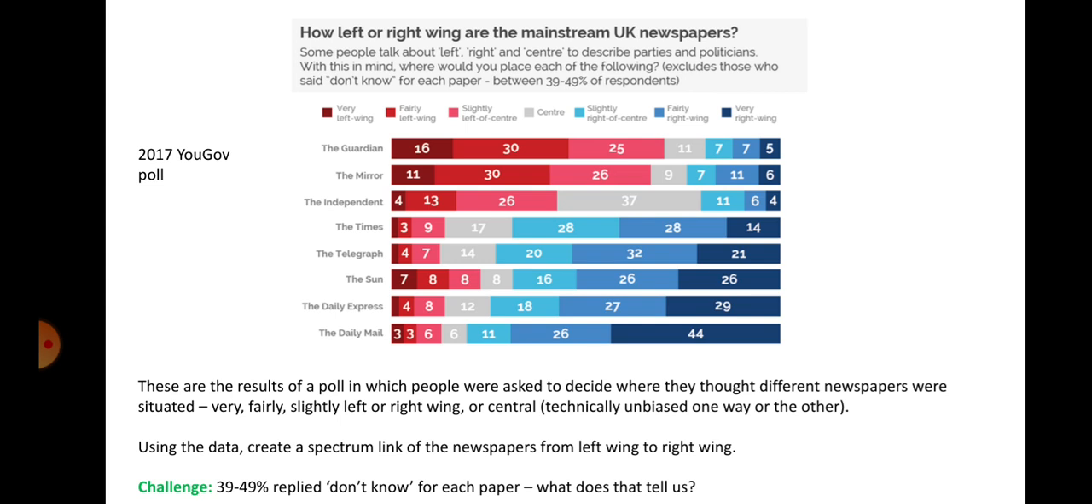So I'm going to ask you to create a spectrum line of the newspapers from left wing to right wing. Using the data, just work out which papers you think are left wing, which are central, and which are right wing. As it's a spectrum line, the idea is that if they are further to the left, they are more left wing. If they are further to the right, they are more right wing. It is quite straightforward if you look at the data, but it would be nice for you to have a visual representation in your notes of where the perceived ideologies of these papers are.